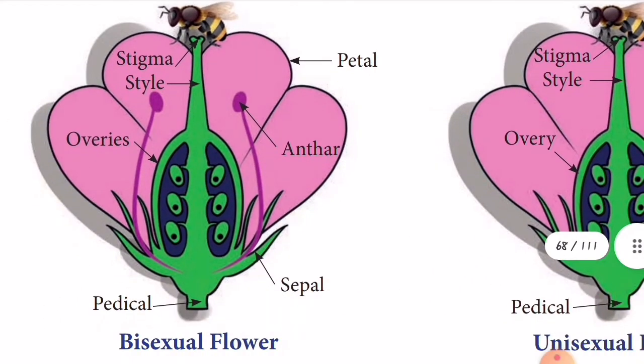See the bisexual flower, children. Here the ovary is present, stigma and style are also present, petals are present, anther is present, sepals and pedicel are also present. This is the bisexual flower. Bisexual flower means what? Complete flower.